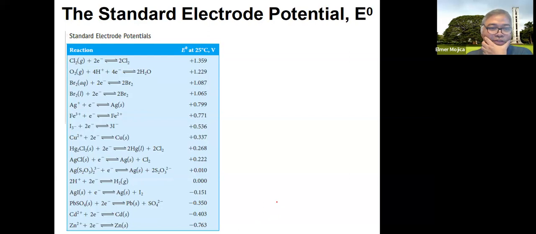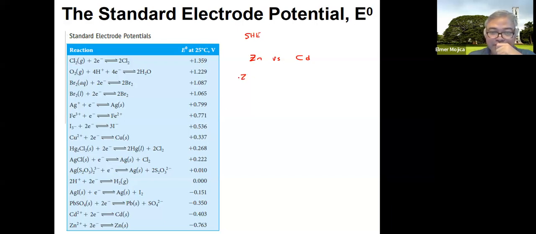So if you're going to look at this reduction potential, all of them were matched with SHE. So if we're going to interpret this one, okay, what can we say about the relationship of zinc versus the cadmium? Yung madaling ma-oxidize. So if you have a cadmium and a zinc metal, okay, what does it mean?